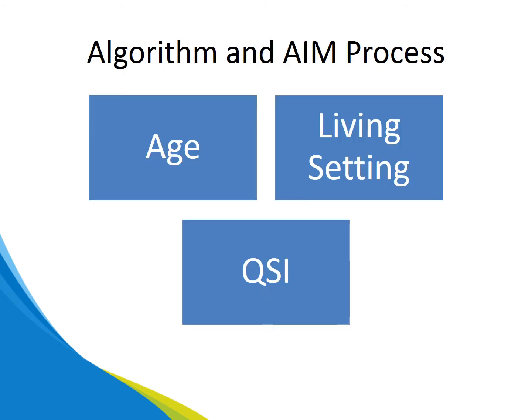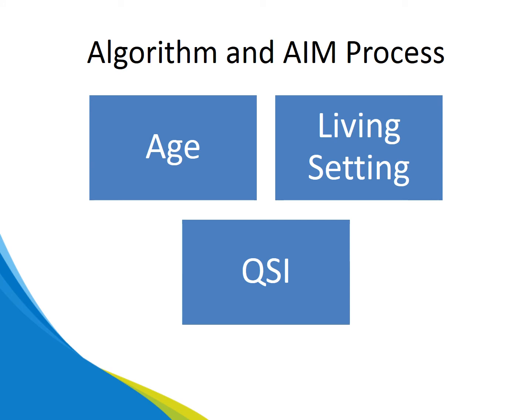During 2017, APD will provide the new algorithm to WSCs. The new algorithm is based upon the consumer's age, living setting, and the results of their needs assessment, the questionnaire for situational information, or QSI. When a new algorithm is calculated, the WSC must meet with the consumer and conduct the amount implementation meeting, also known as the AIM. The WSC must document the AIM process using the AIM worksheet.